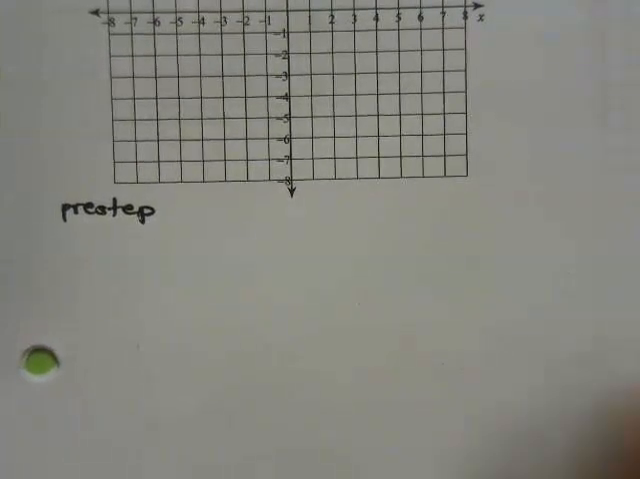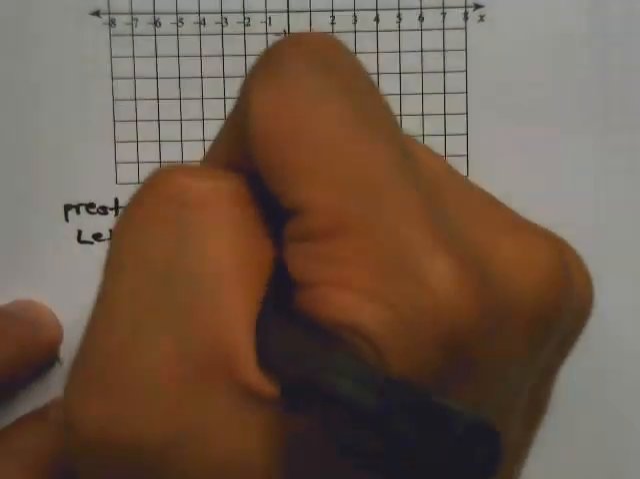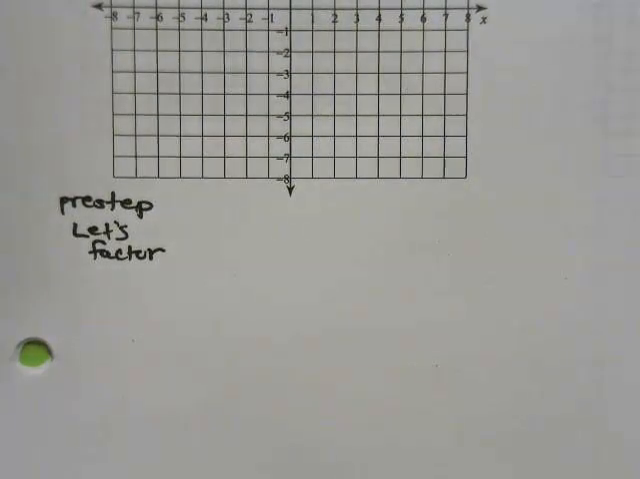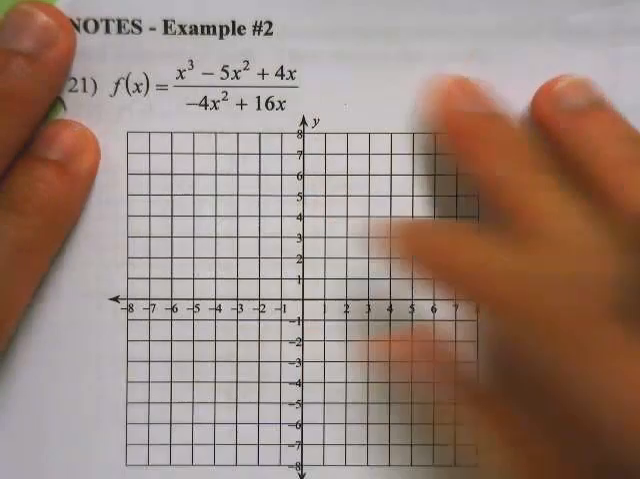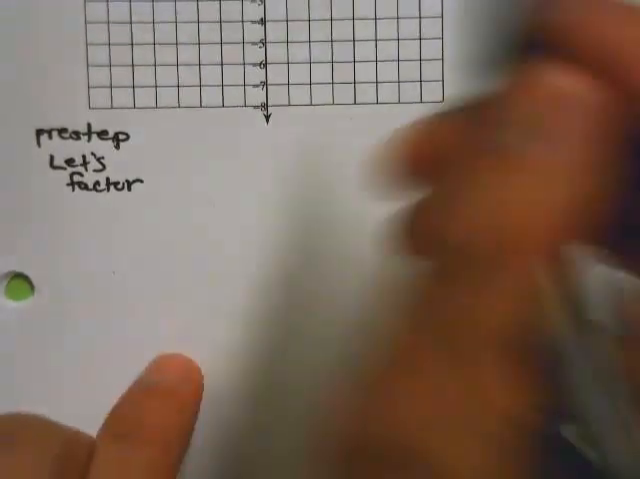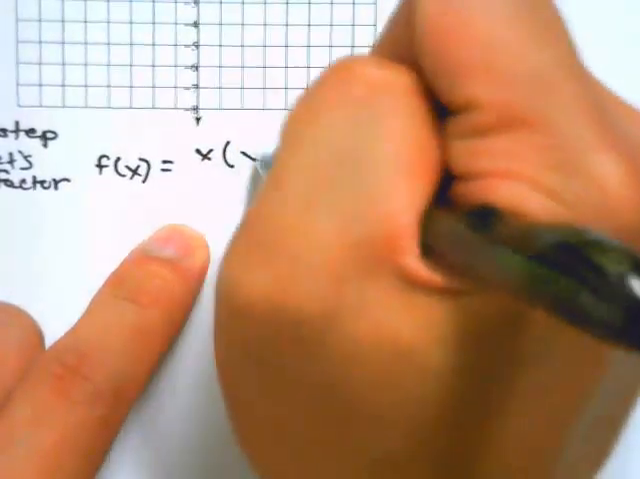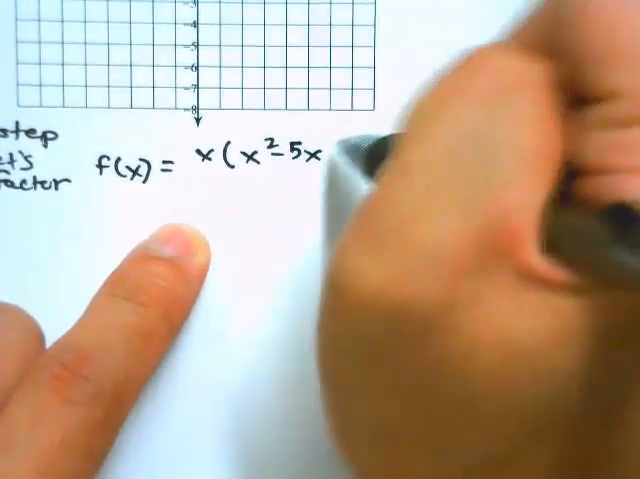So our pre-step, let's go ahead and factor already. I know we didn't do that on the first round, but I think it's going to help us, especially when we have polynomials on the top and bottom. Let's see if we can simplify that just a little bit even more. So that's really the whole purpose of this pre-step. On the top, I think we can factor out an x. Now we're left with x squared minus 5x plus 4.